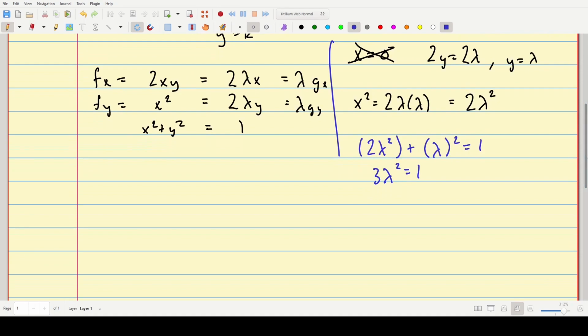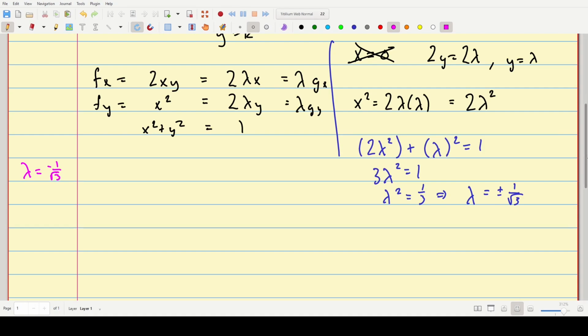And so lambda squared is equal to 1/3, which implies that lambda is equal to plus or minus 1 over the square root of 3. Okay. So because that's the case, we can now go into figuring out what's going on with our values. And we break this up into cases.